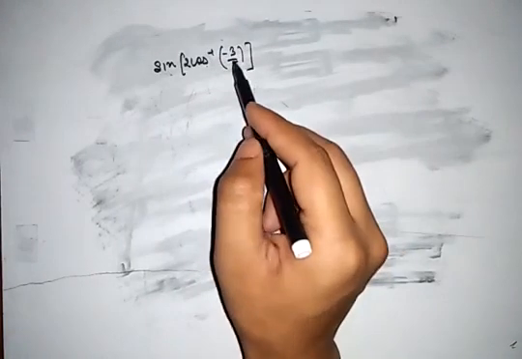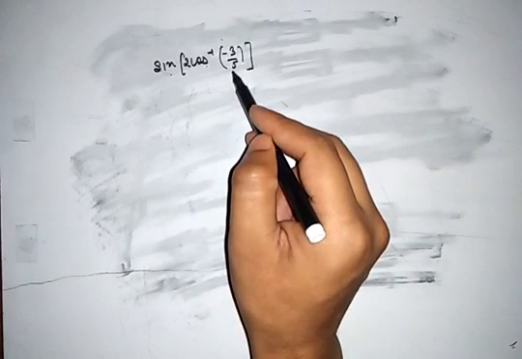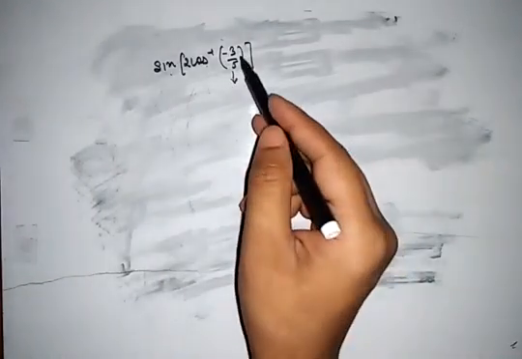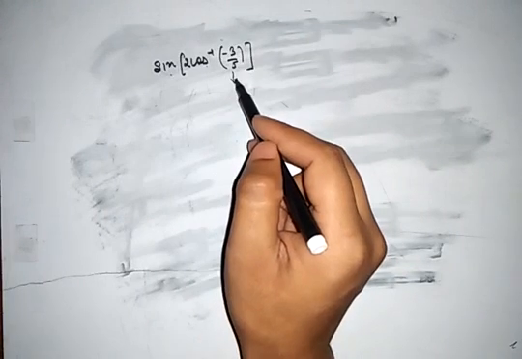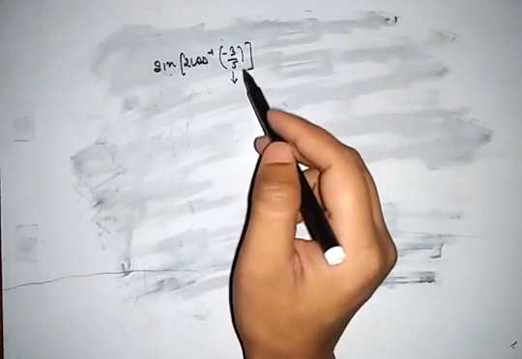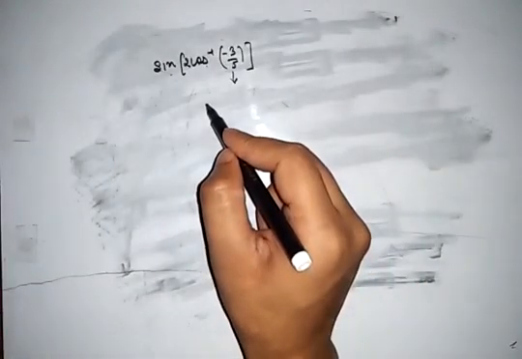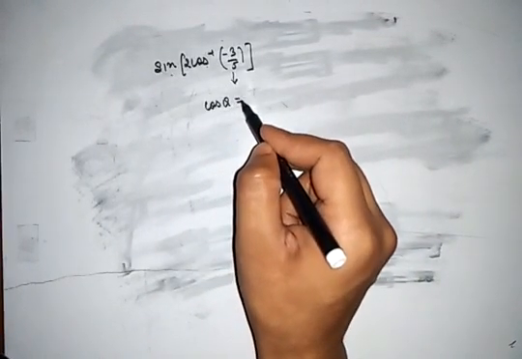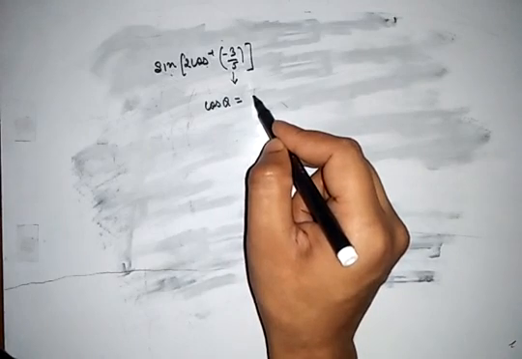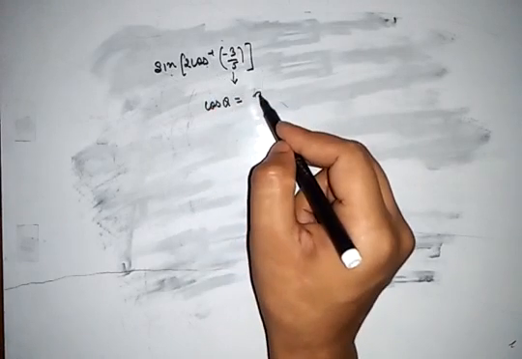So first let's assume this value. If you assume this value, then you can solve. Suppose cos theta is nothing but minus 3 by 5.